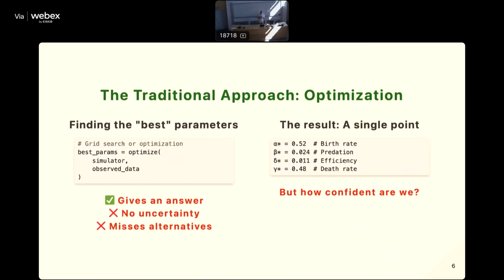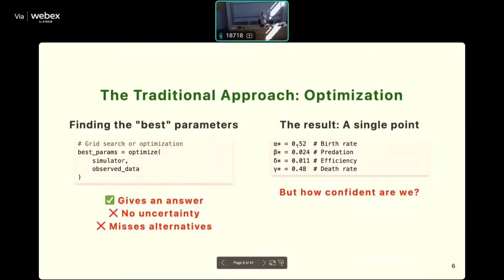And now, the traditional approach could be to use some kind of optimization. So we try to optimize the parameters such that they can reproduce the observed number of wolves and deer. Right, so we would try to find the best parameters. We would use some optimization algorithm. We put in our simulator that can simulate some wolf and deer dynamics, and we put in our observed data, and then we try to match them.